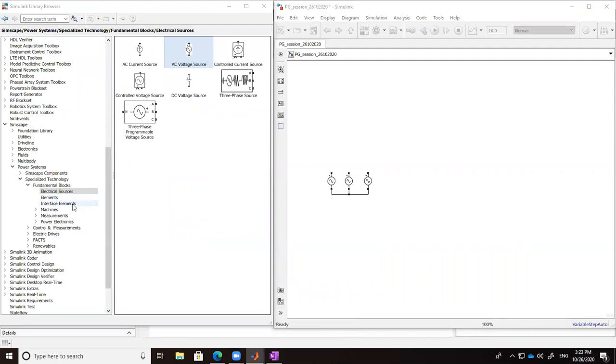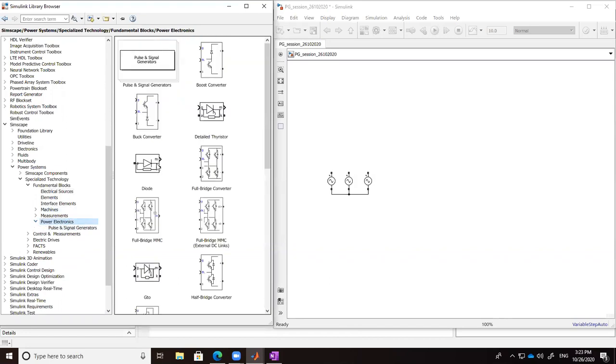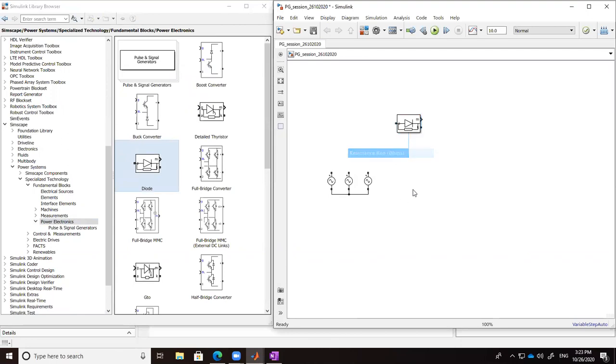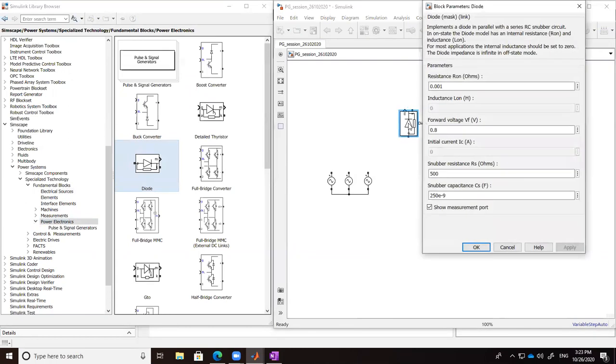Fine. Now the next step is to develop the rectifier using a diode bridge rectifier. So you have a diode. As I said, I will open it and set the forward voltage to 2 volt. If it is a power diode, remember, the practical forward voltage value will be 2 volt. And you can remove the measurement port.